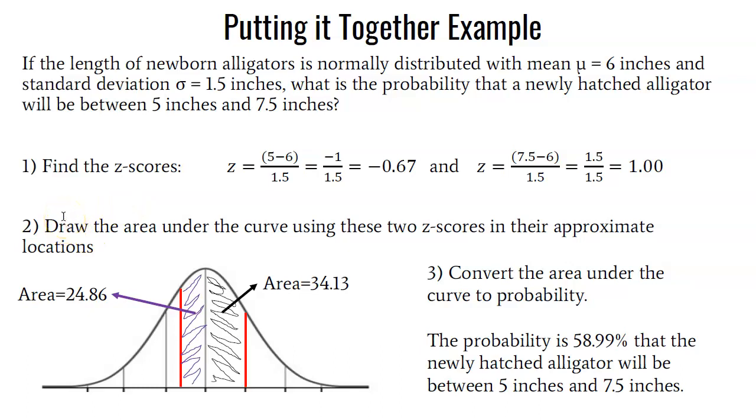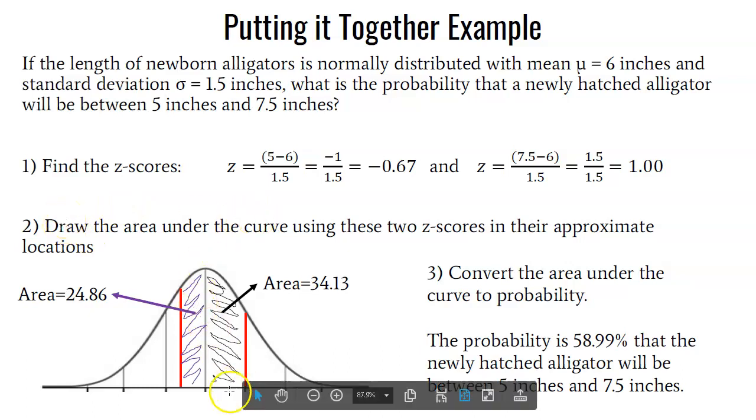Draw the area under the curve using these two z-scores. So we know that 1, boom, has this area of 34.13. That should be in your head by now. And negative 0.67 is about here, right? This is halfway. This is maybe 3/4. So again, it doesn't have to be all the way accurate. This is about where negative 0.67 should be. And this area is 24.86.